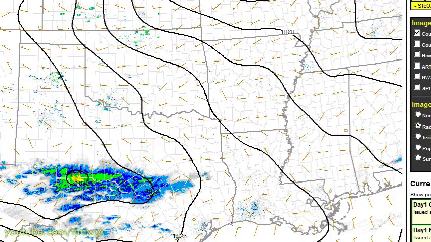Okay, let's see here. Tallahassee, Moody, and Warner Robins radars were all offline at one point that morning. Yeah, it's kind of unfortunate there.